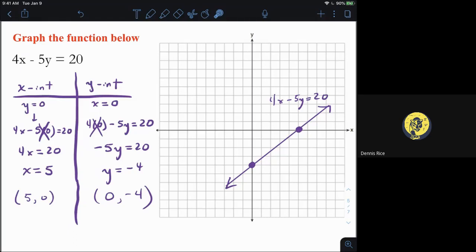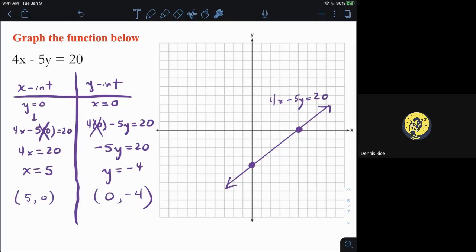So standard form involves plotting 2 points. Those 2 points are the x and y intercept, right? So it involves just basically using the intercepts to complete a graph. There's no slope, there's no table of values. It's just using the 2 points, the 2 intercepts.